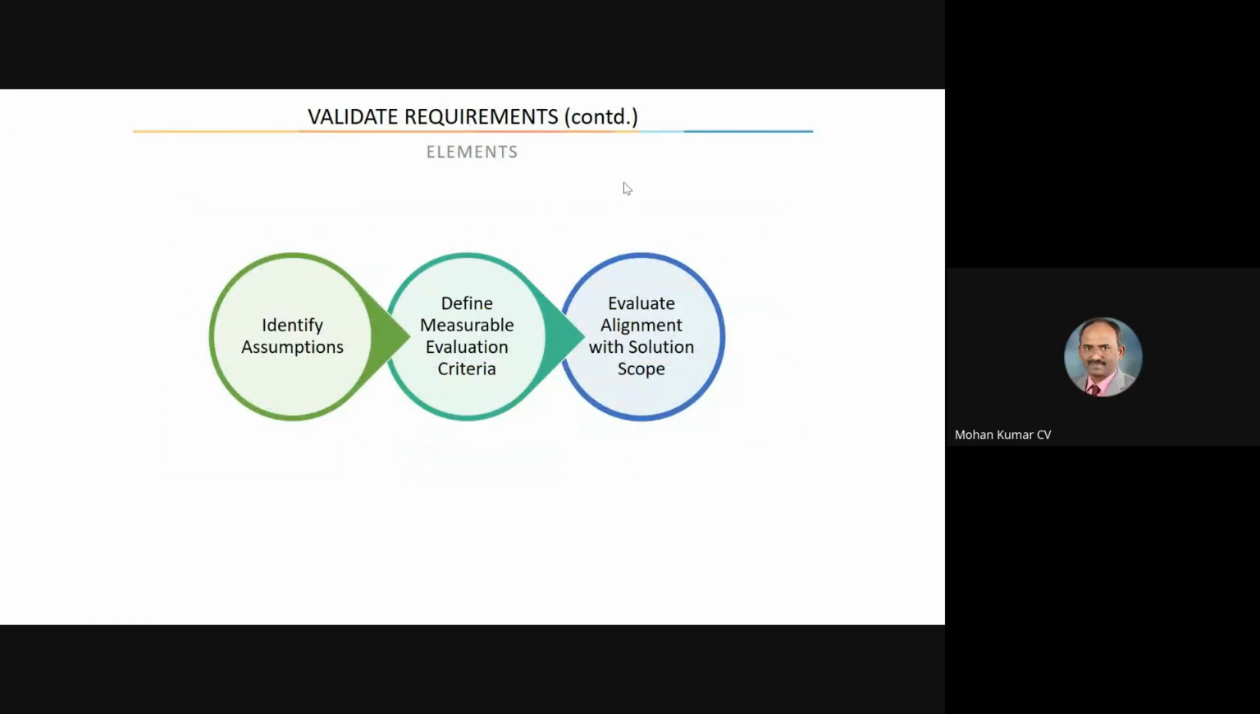Now, validate requirements, identify assumptions, define measurable evaluation criteria. For any validation, you need to have measurable evaluation criteria. With that, you should align the solution and evaluate alignment with the solution scope. That is important.